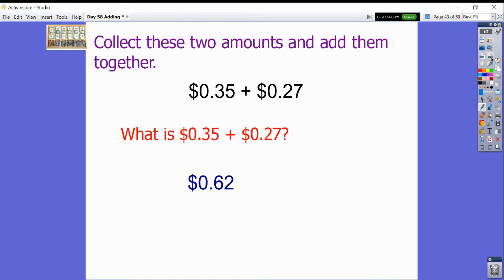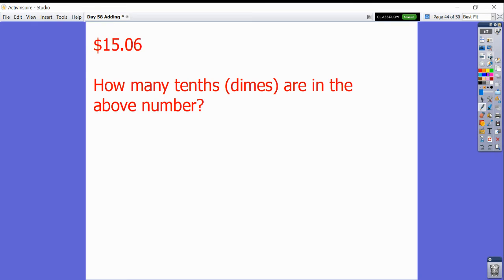So when I add these two decimals together, or monetary values, I get 62 cents, also known as 62 hundredths. How many tenths or dimes are in the above number? 0. I don't have any of those. That's shown because the tenths place is behind the decimal point, and it has a 0 there. In this amount, I don't have any dimes.